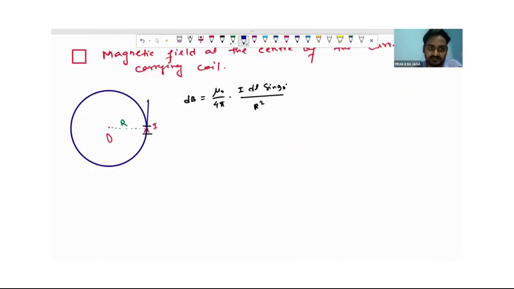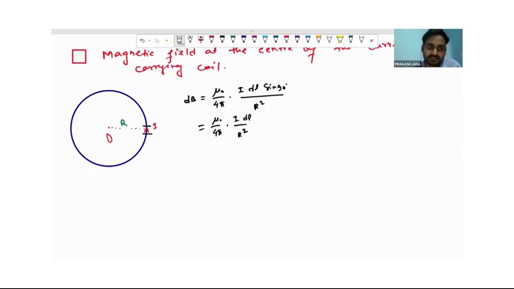Here in this problem, the dl is in which direction? It is in this direction. It is the direction of dl. What is the r? r is this one. This is r cap. What is the angle between this dl and r? It is nothing but 90 degree. So the magnetic field due to this elementary dl is nothing but mu naught by 4 pi I dl by r square. What will be the direction? Again, use your four fingers and thumb.